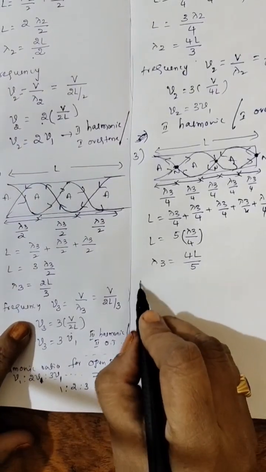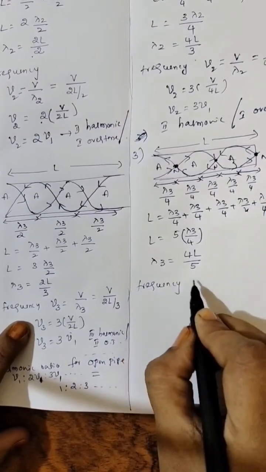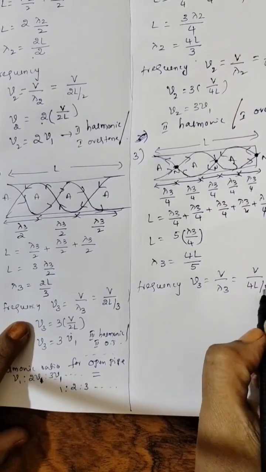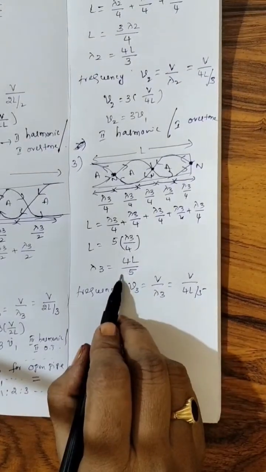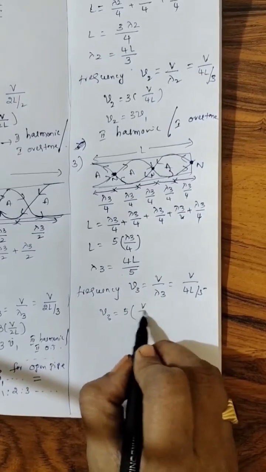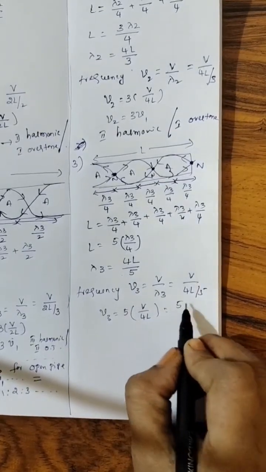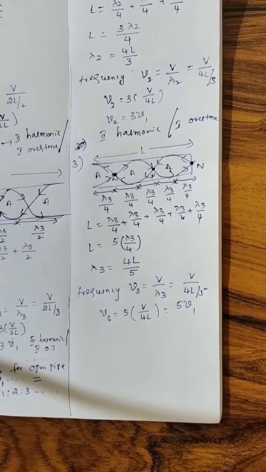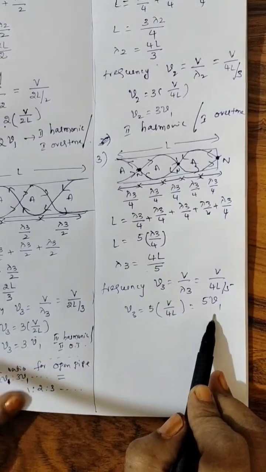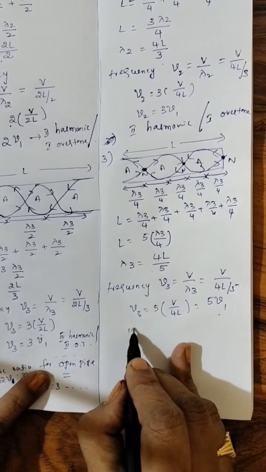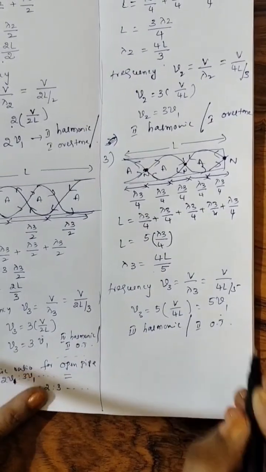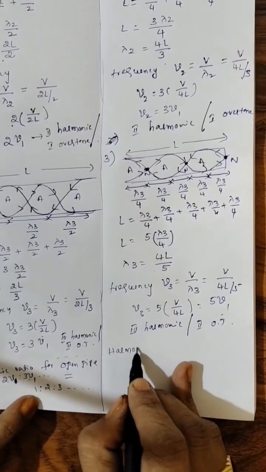Next what will you write? Frequency, no? Nu 3, V by lambda 3. What is lambda 3? 4L by 5. 5 will come up. Nu 3 equals 5 V by 4L. What is V by 4L? Nothing but nu 1. Right? Now here 3 nu 1 you got, here 5 nu 1. Right? So now this we call the third harmonic or second overtone.